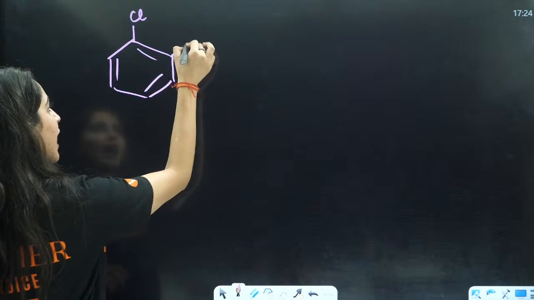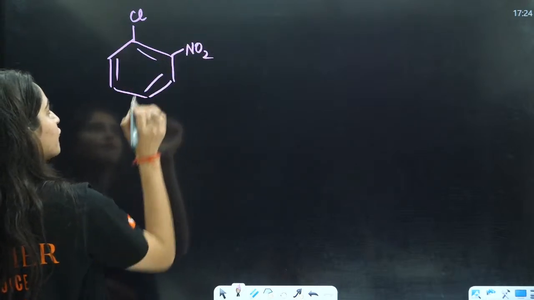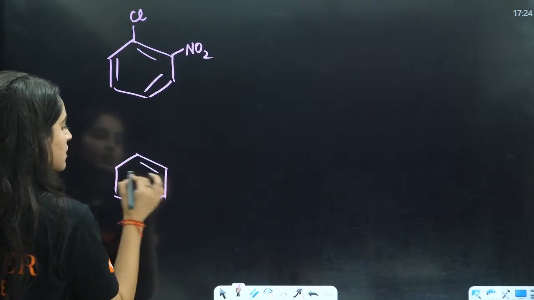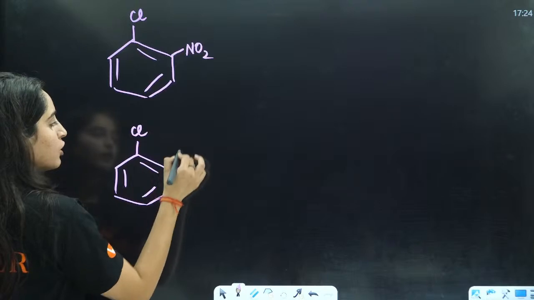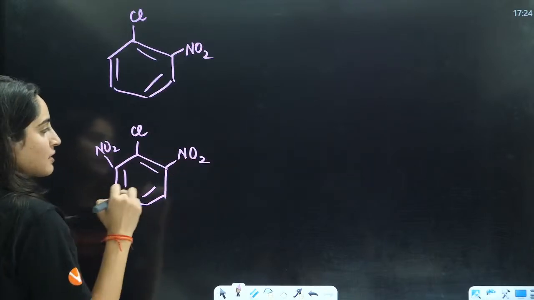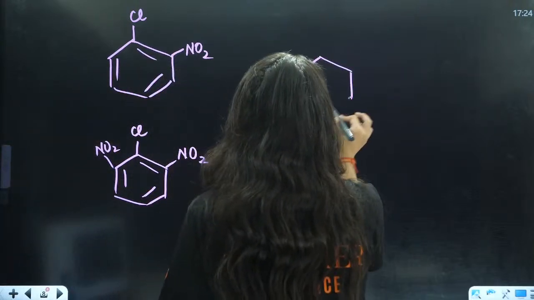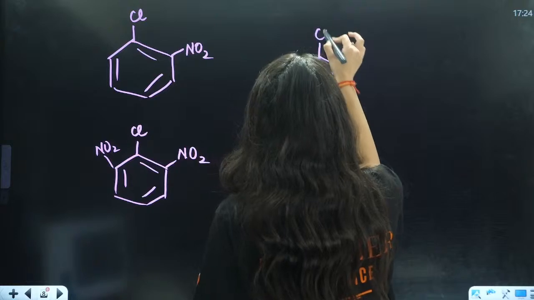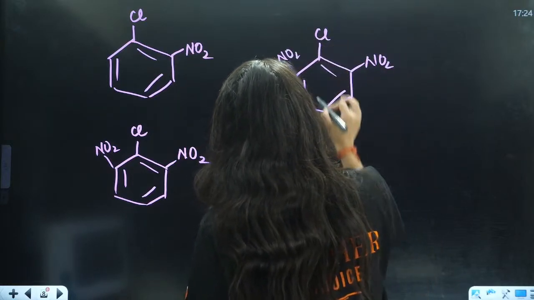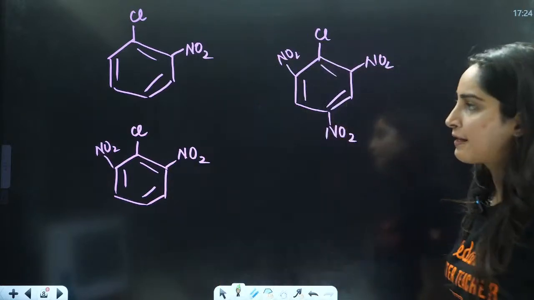But you have at ortho position, you have one NO2 group. Then again, you have this chlorobenzene. Now, at 2 ortho positions, you have NO2 groups, right? Again, you have one chlorobenzene. Now, you have NO2 at 3 positions, that is ortho and para, right?